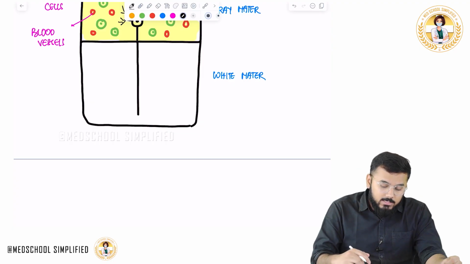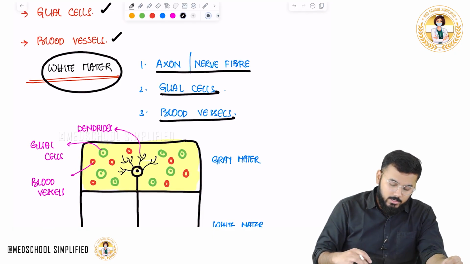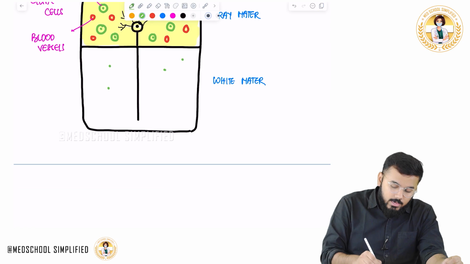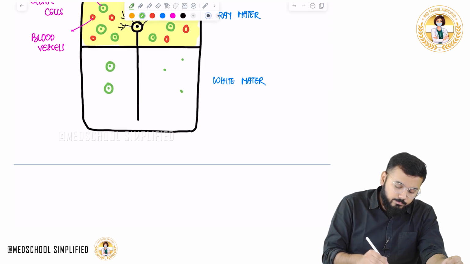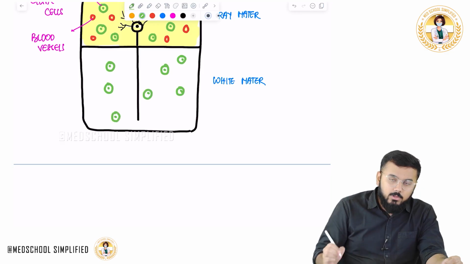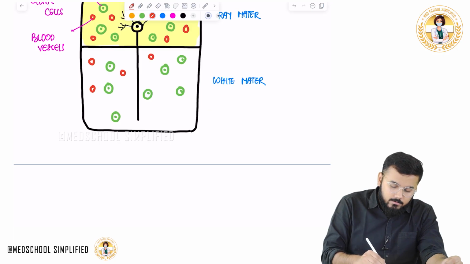Okay. Now, after this remaining part of the axon or the nerve fiber, again you have got glial cells, you have got blood vessels. So let us see these glial cells and blood vessels. See now. So these are your glial cells like this. These are your glial cells, and in the same way, these are your blood vessels here.